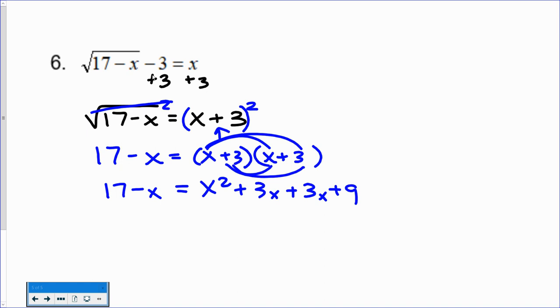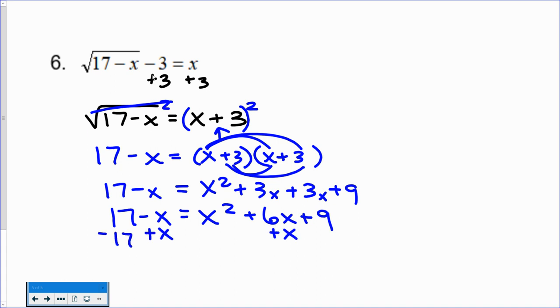Okay, I promised you this would come back in every chapter. Here it is in our last section here when we're solving these equations. I can go ahead and combine that to 6x right now if I want. But to solve a quadratic equation, you'll need to get it equal to 0 to either factor or do the quadratic formula. So I'm going to add x over, and I'll subtract my 17 over, so I can get 0 on one side. So I've got an x squared plus 7x, and 9 minus 17 gives me negative 8.